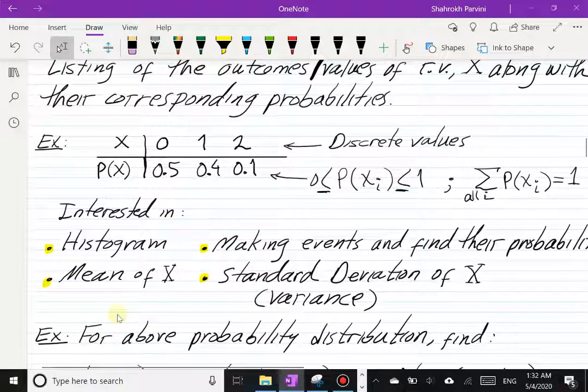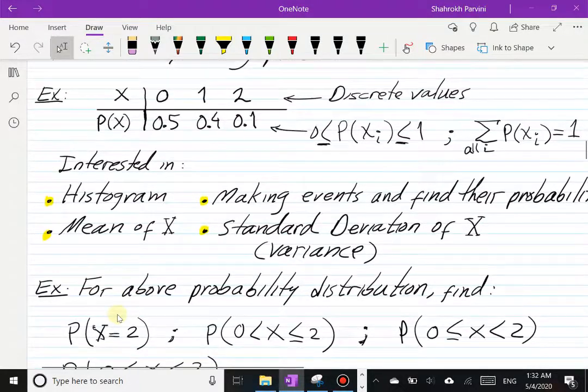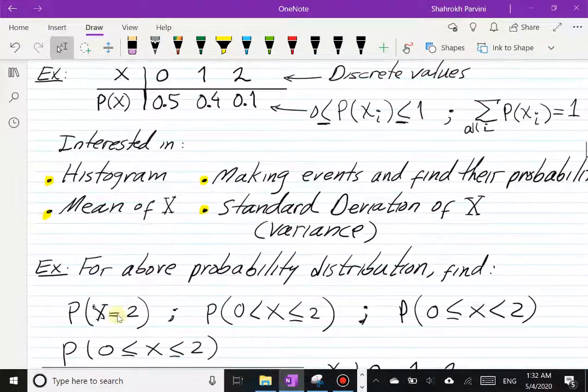Now, for the above probability distribution, we're going to do all 4 bullets. First of all, here's something the probability distribution is good for. Remember, we can make events and find the probabilities. So I made up some events. For example, what is the probability that on a given Friday commute there will be exactly 2 accidents? Well, according to this data, it is 10%.